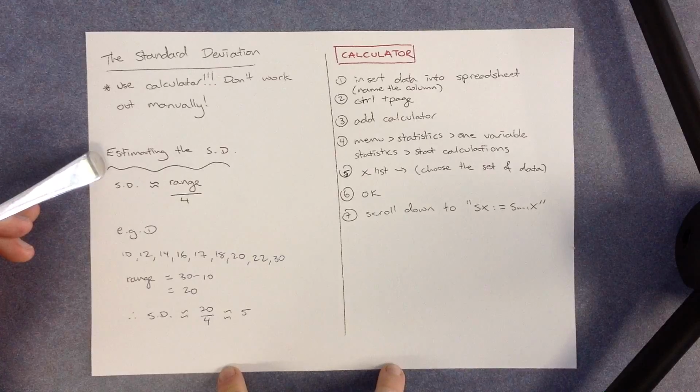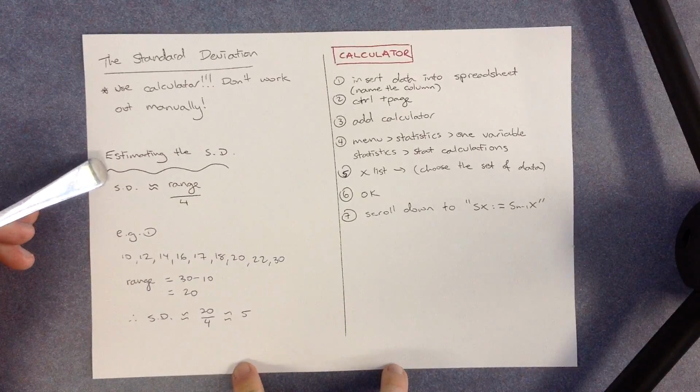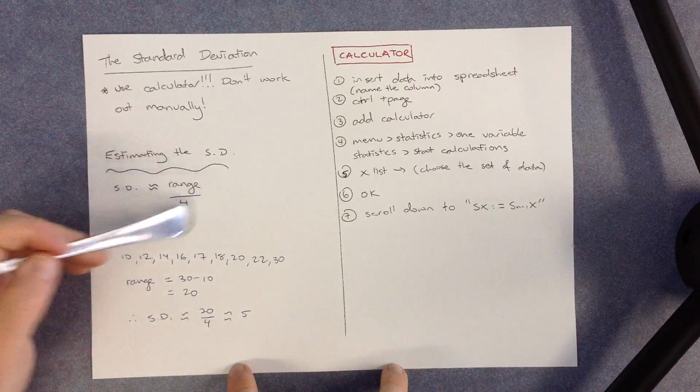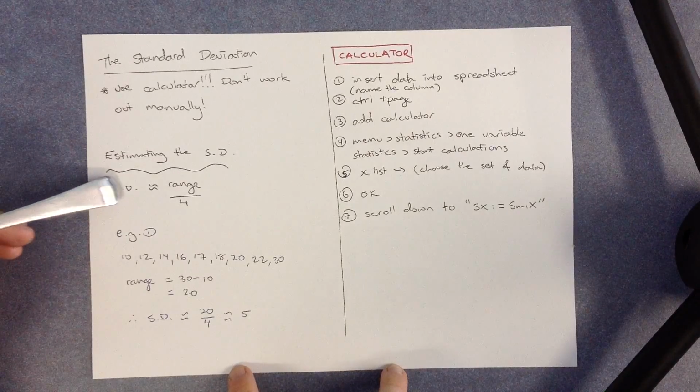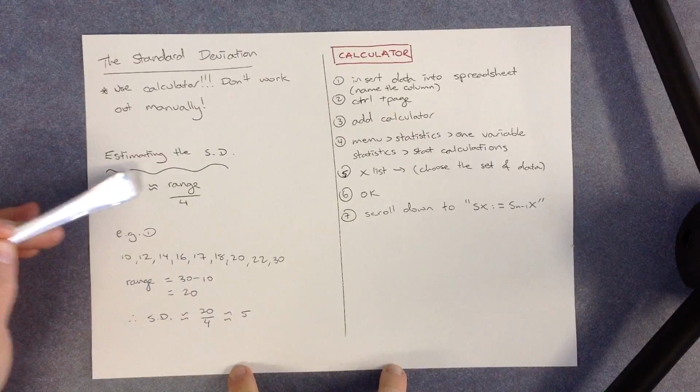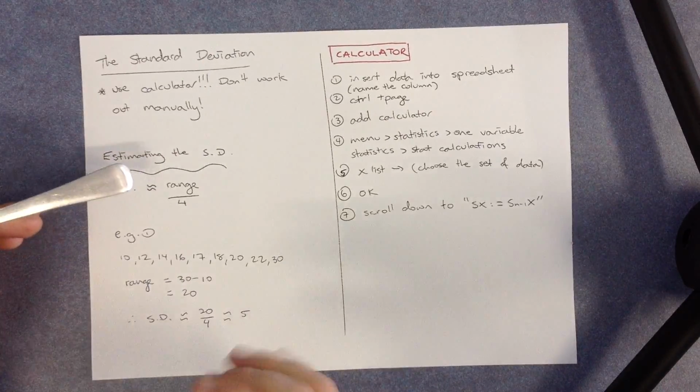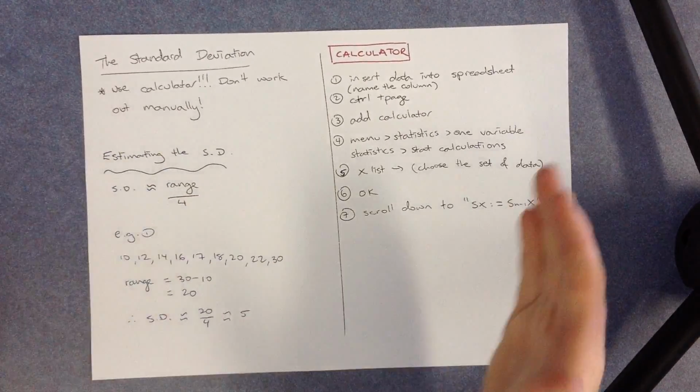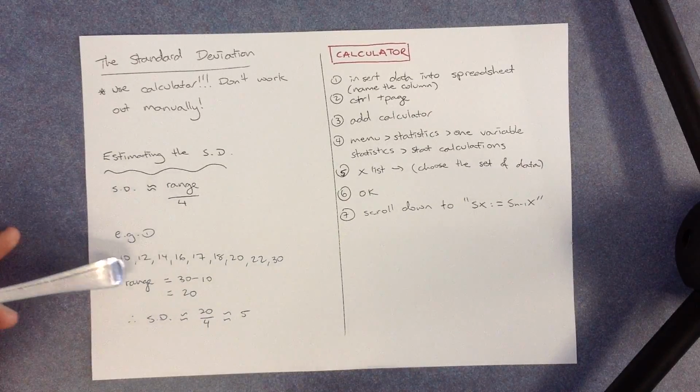But if you wanted to estimate the standard deviation, which you can be asked to do in questions, then there's a really quick formula to use. So the standard deviation is approximately, that sign means approximately, the range of the data divided by 4. So here's a quick example.